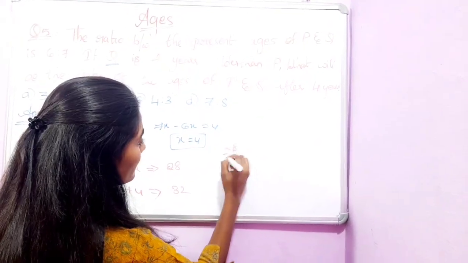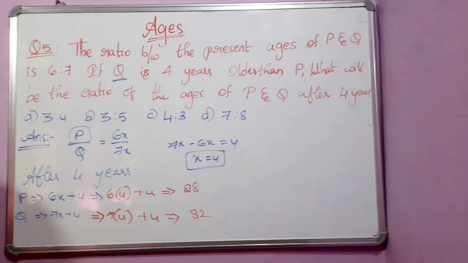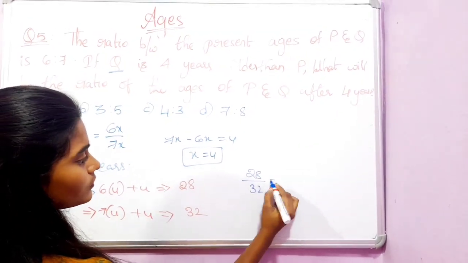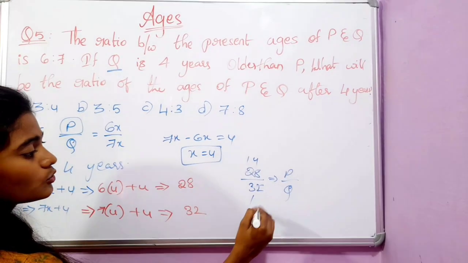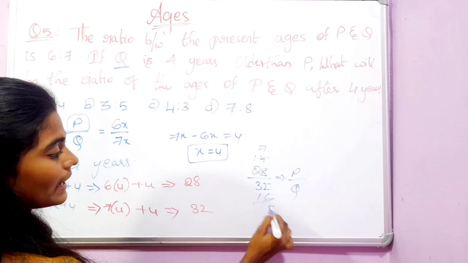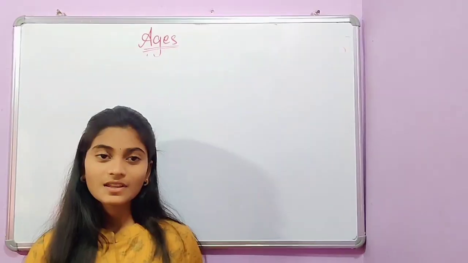So 28 by 32. The ratio of P and Q is 28 by 32. Okay, dividing by 4, 28 by 4 is 7, 32 by 4 is 8, so 7 is to 8. That will be our answer. D is our answer.